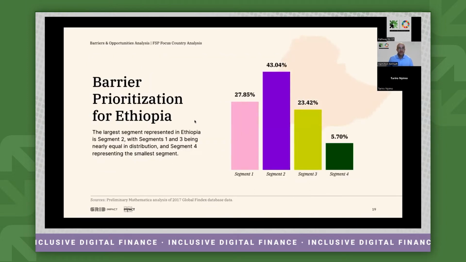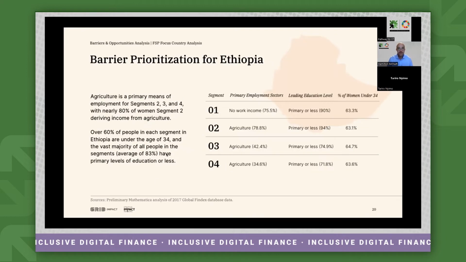I'll quickly move through this to Ethiopia, which is segment 2. So looking at segment 2, agriculture is the biggest employment sector.